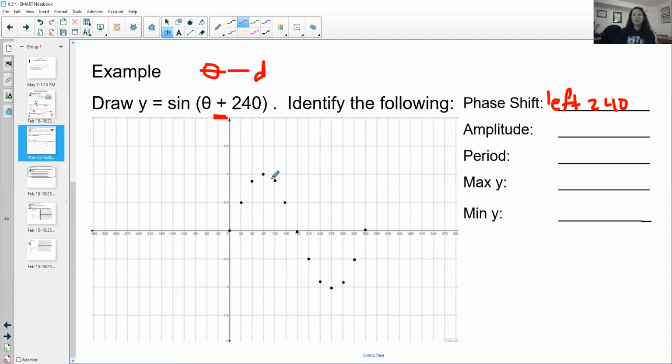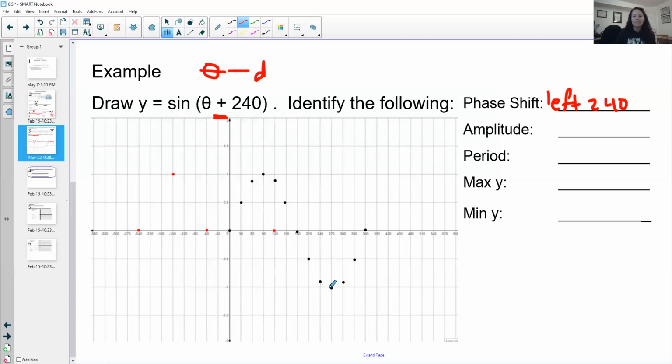So you are going to take every one of these dots and you are going to move them left 240 degrees. Just take your 5 main points and go left 240. So 0 minus 240, this dot is going to move here. This one that was at 90, 90 minus 240 should be -150. Okay. This one here at 180, 180 minus 240, and 2, 4, 6 should be at minus 60. I'm double checking my math. And 360 minus 240 should be at 120, which is there.